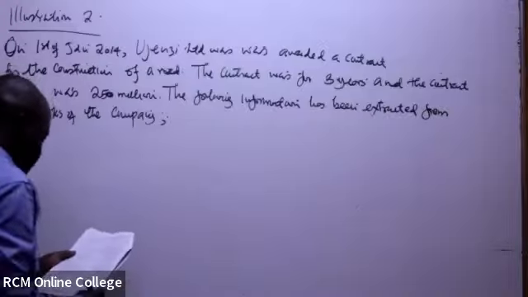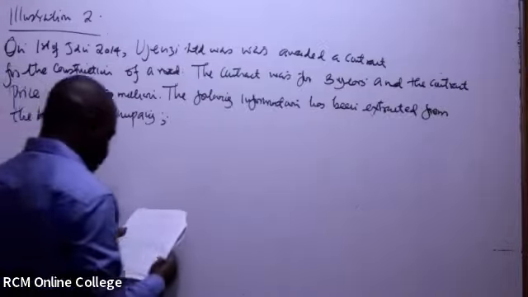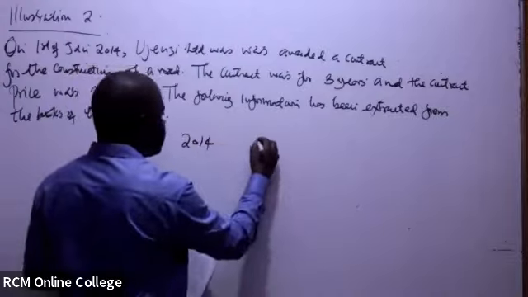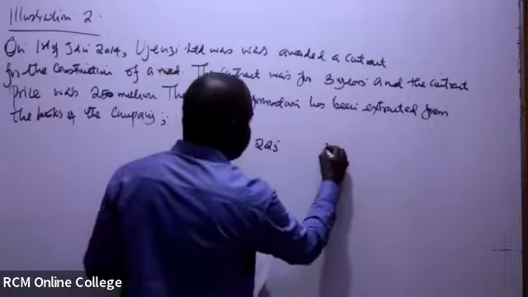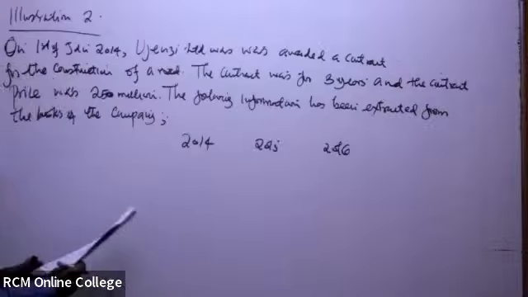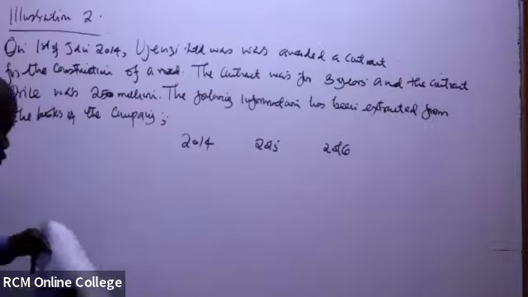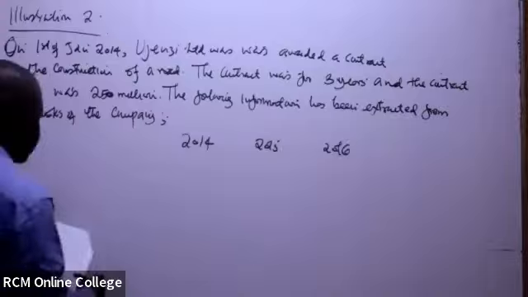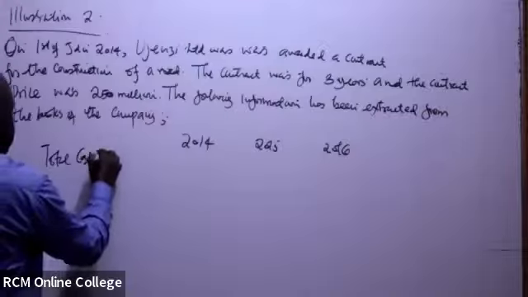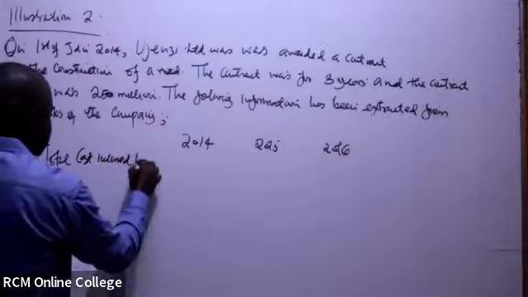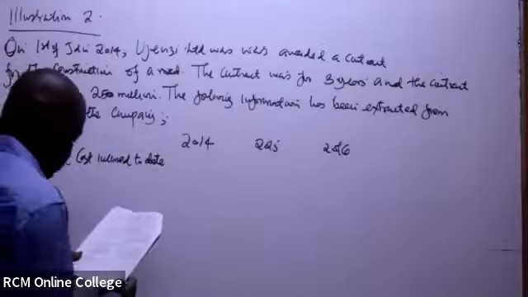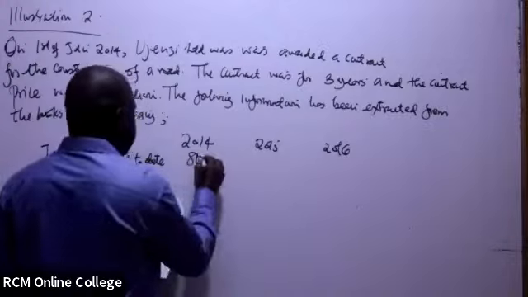So we can have in this case the different years. We have 2014, because it started in 2014 for the next 3 years, then 2015, then 2016. So the total costs incurred to date, it was in this case 80.